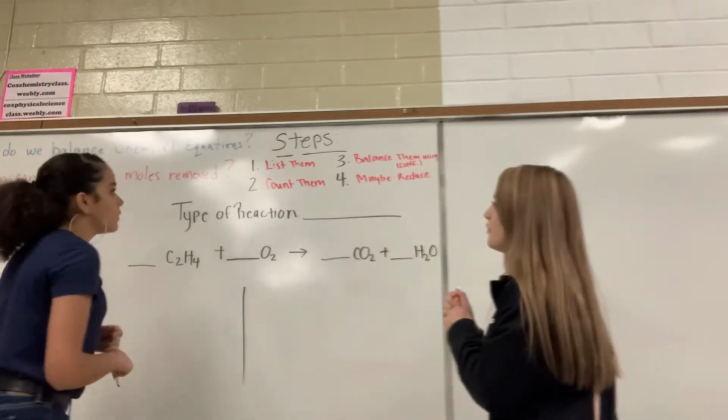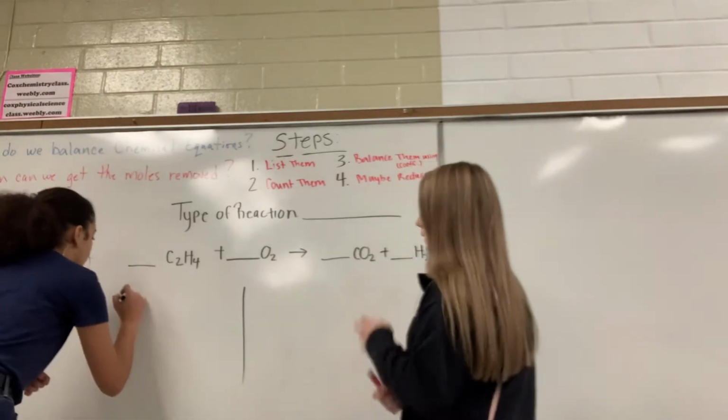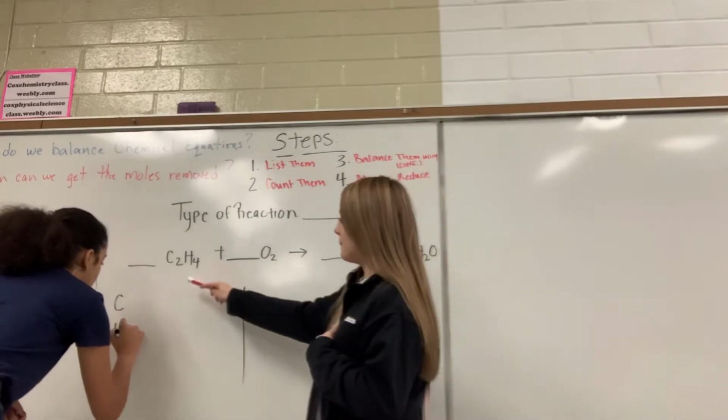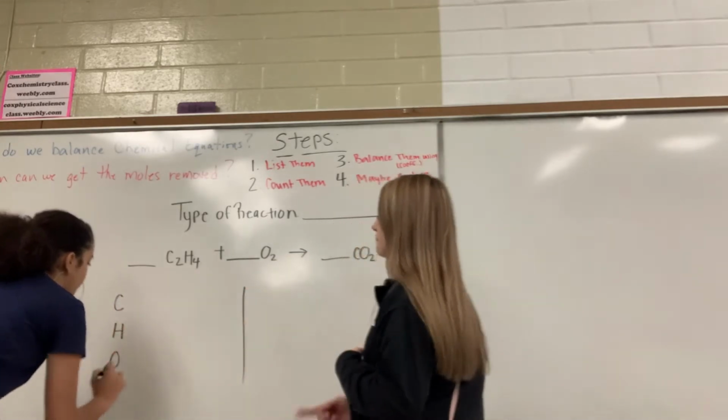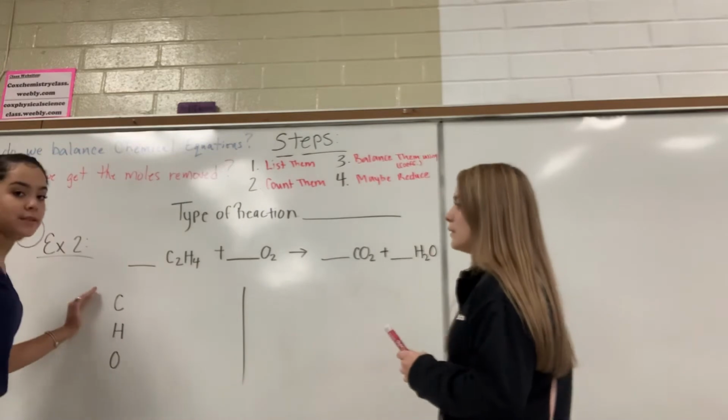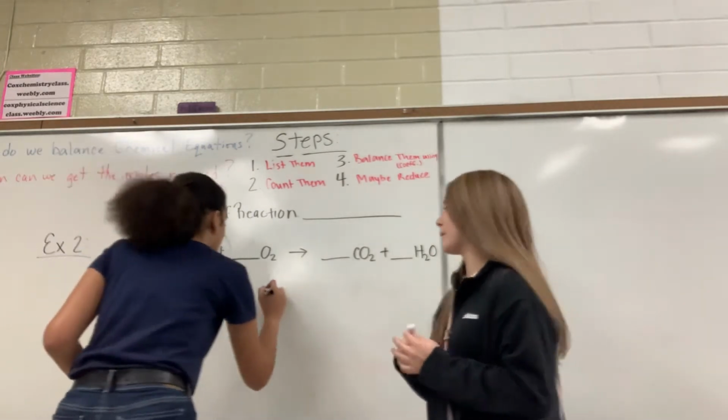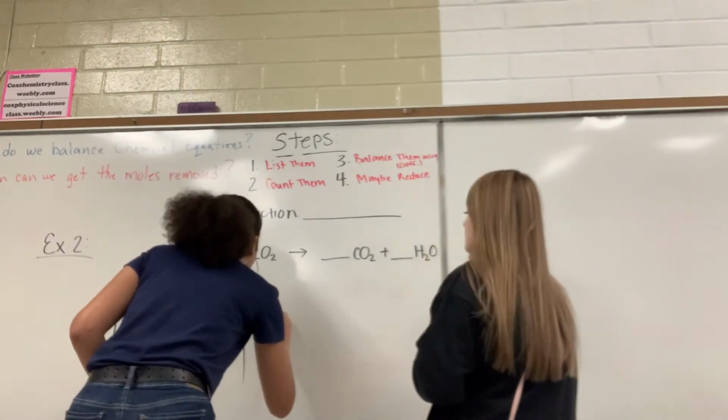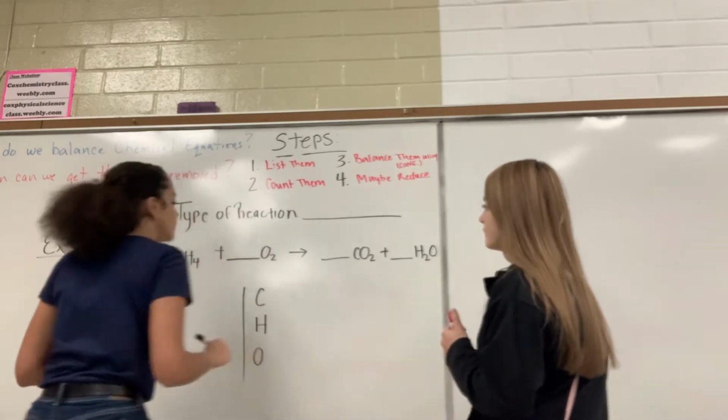So we're going to start off with the first step, which is list them. So we have carbon, hydrogen, and oxygen. And make sure whatever you do to the left-hand side, you do to the right side in the same order. So then it can be easier to balance.